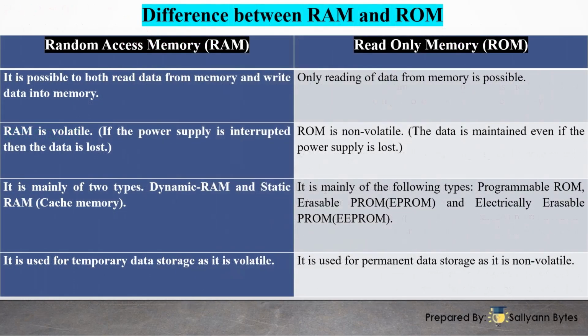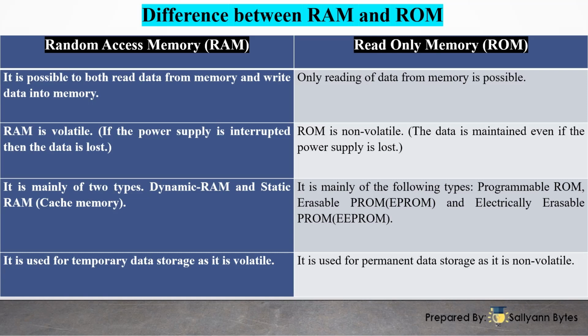Now we can have a glance at the differences between RAM and ROM. In RAM it is possible to both read data from memory and write data into memory. But only reading of data from memory is possible in ROM. RAM is volatile. If the power supply is interrupted, then the data is lost. ROM is non-volatile. The data is maintained even if the power supply is lost.